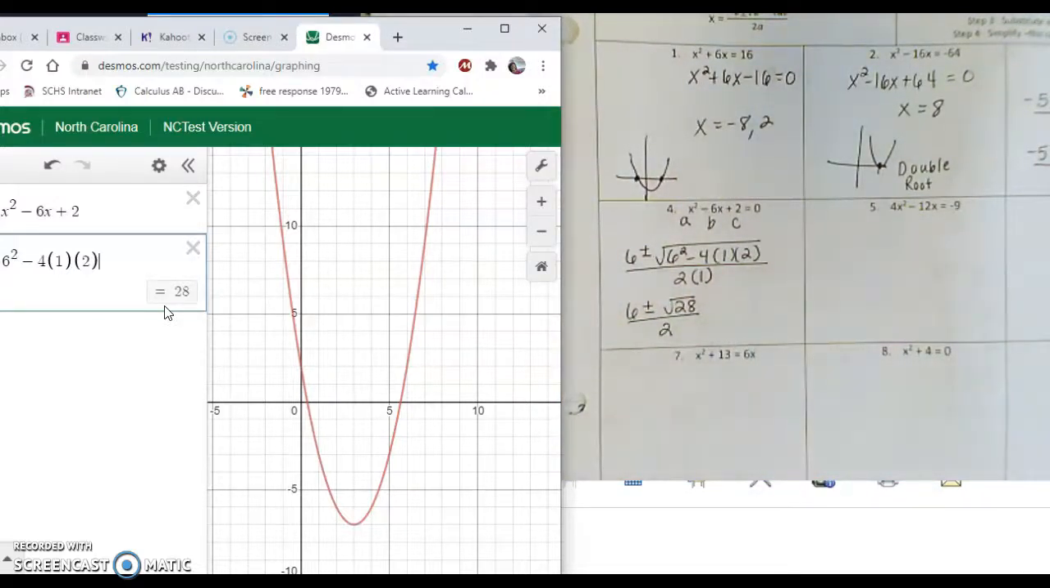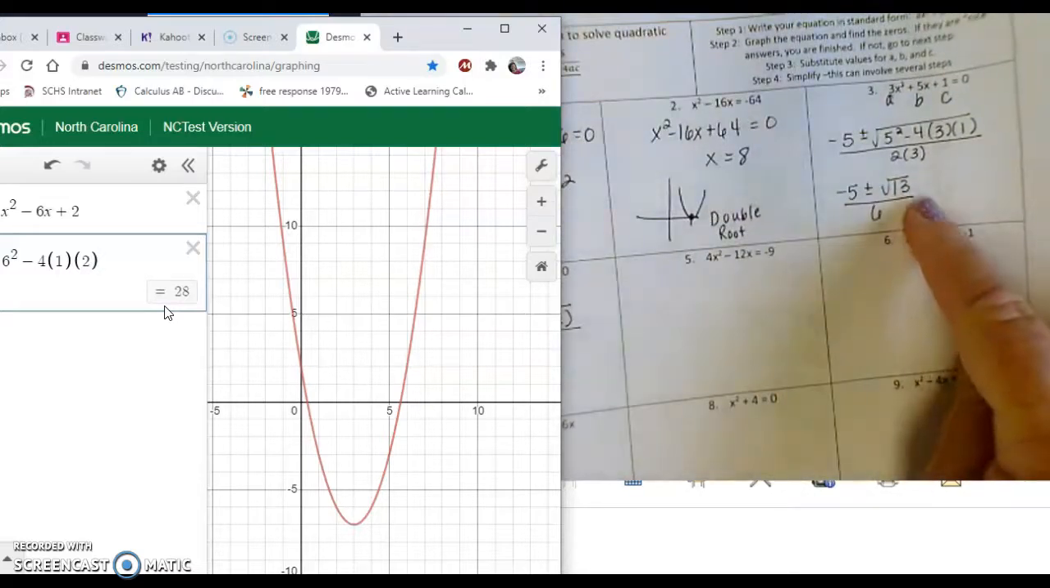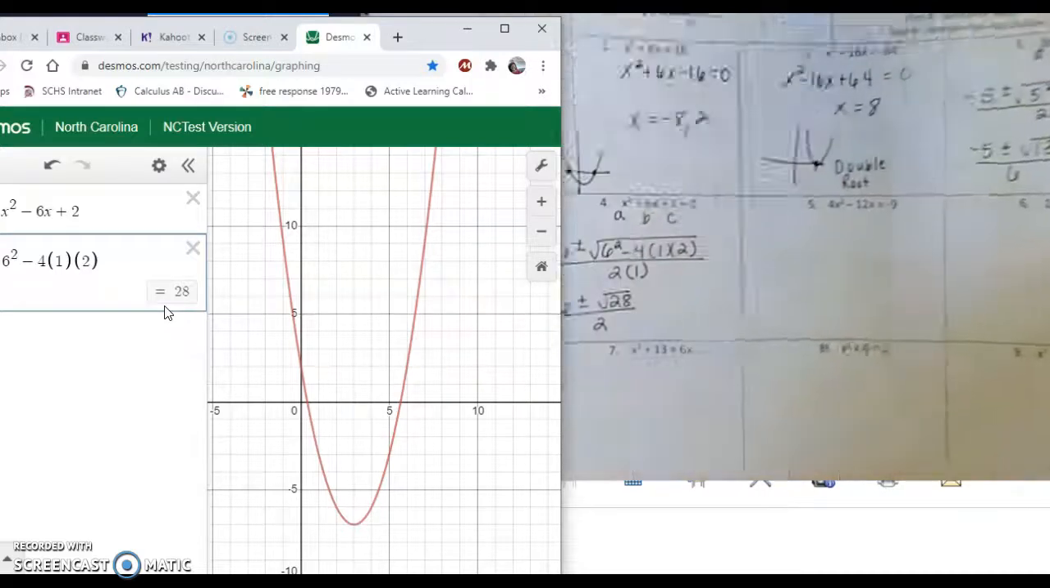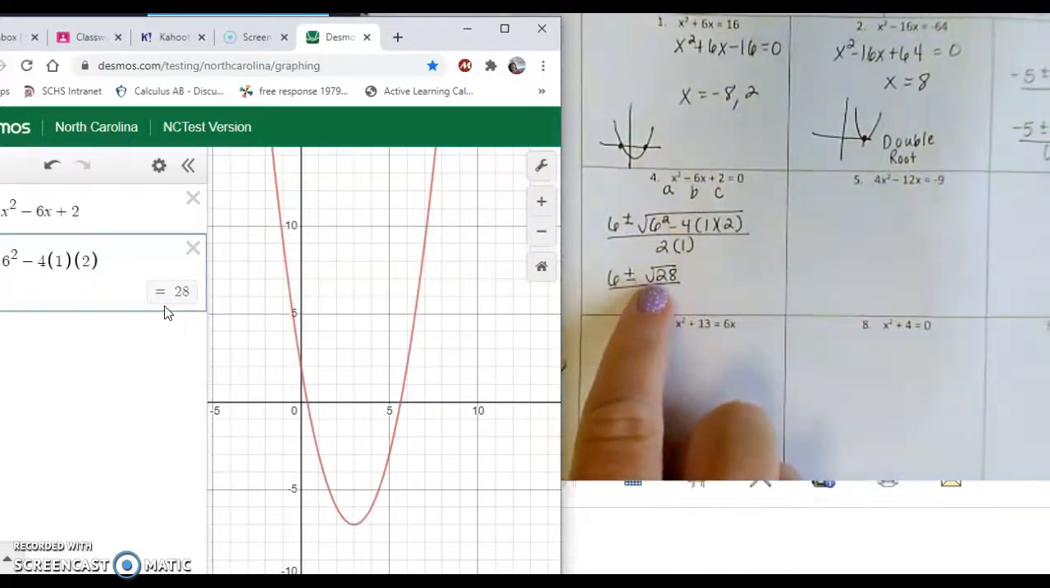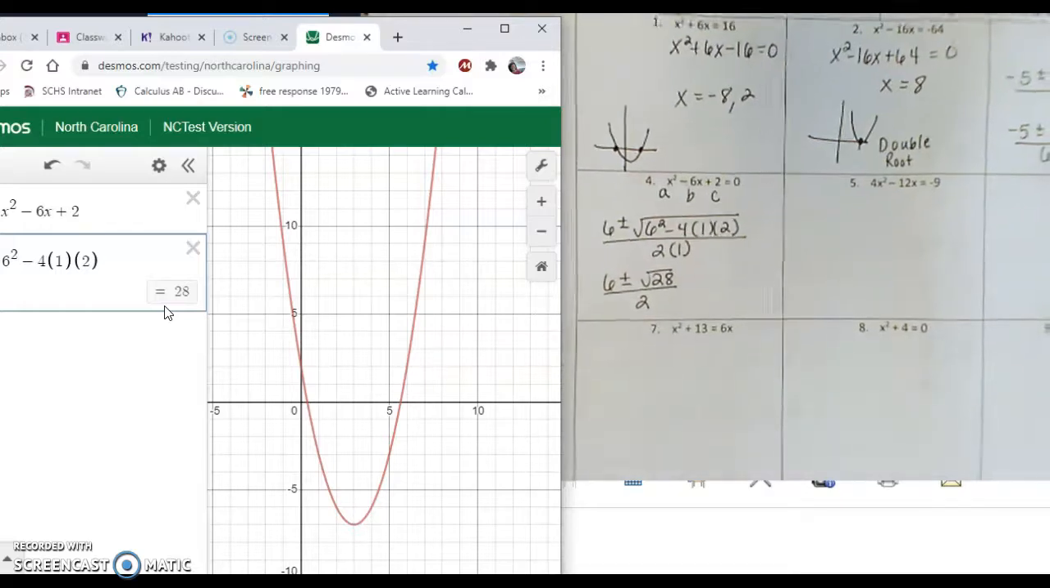Now, on this problem, we're not finished. When we did this on the last problem, we were done because that was the square root of 13, and 13 you can do nothing with it. But on this problem, we can do something with 28, and so we need to finish it. And what that means is I need to figure out what square root of 28 is by simplifying it like we were doing at the beginning today.